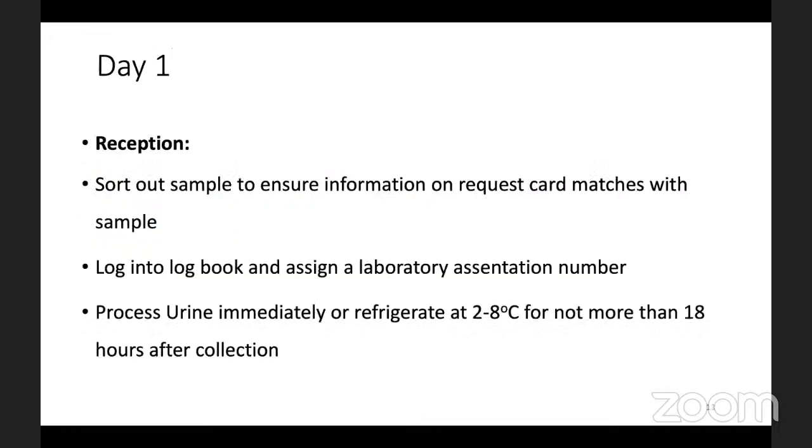So on your first day of receiving a sample, I don't know the setup in the lab, maybe you have a reception or the sample comes straight to the lab. Once you get a sample in the lab, you have to sort it out. Make sure that the sample belongs to the patient. The name on the container matches with the name on the request card. And then once you are certain it is a urine sample, but not any other sample, because some samples can look similar. Urine can look like aspirates, and so you have to be careful.